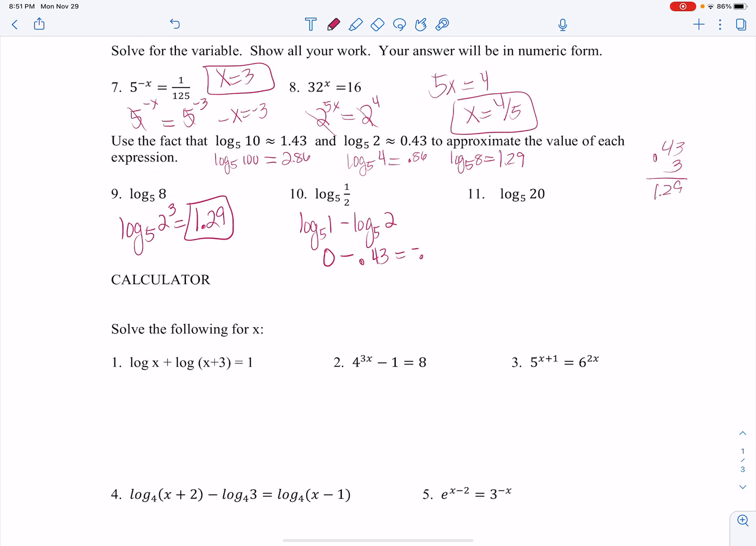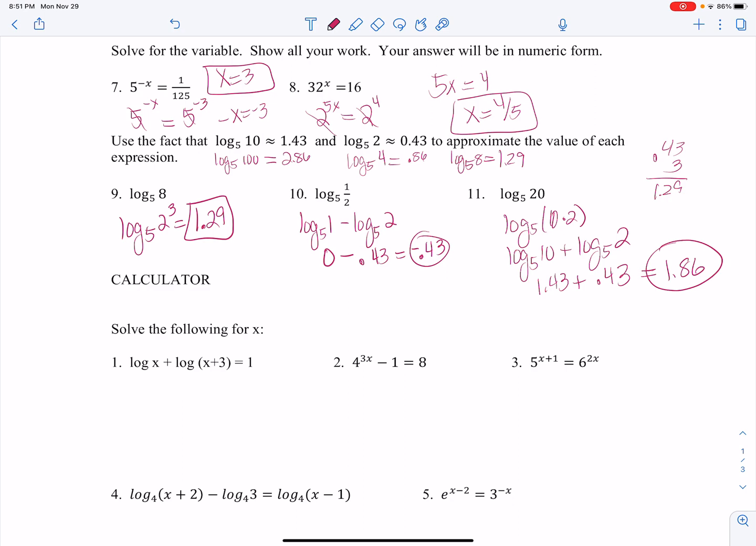Okay, and then the log base 5 of 20, well, I would probably do the log base 5 of 10 times 2, because I know both of those. That's the log base 5 of 10 plus the log base 5 of 2. So that would give me 1.43 plus 0.43. So my answer would be 1.86.